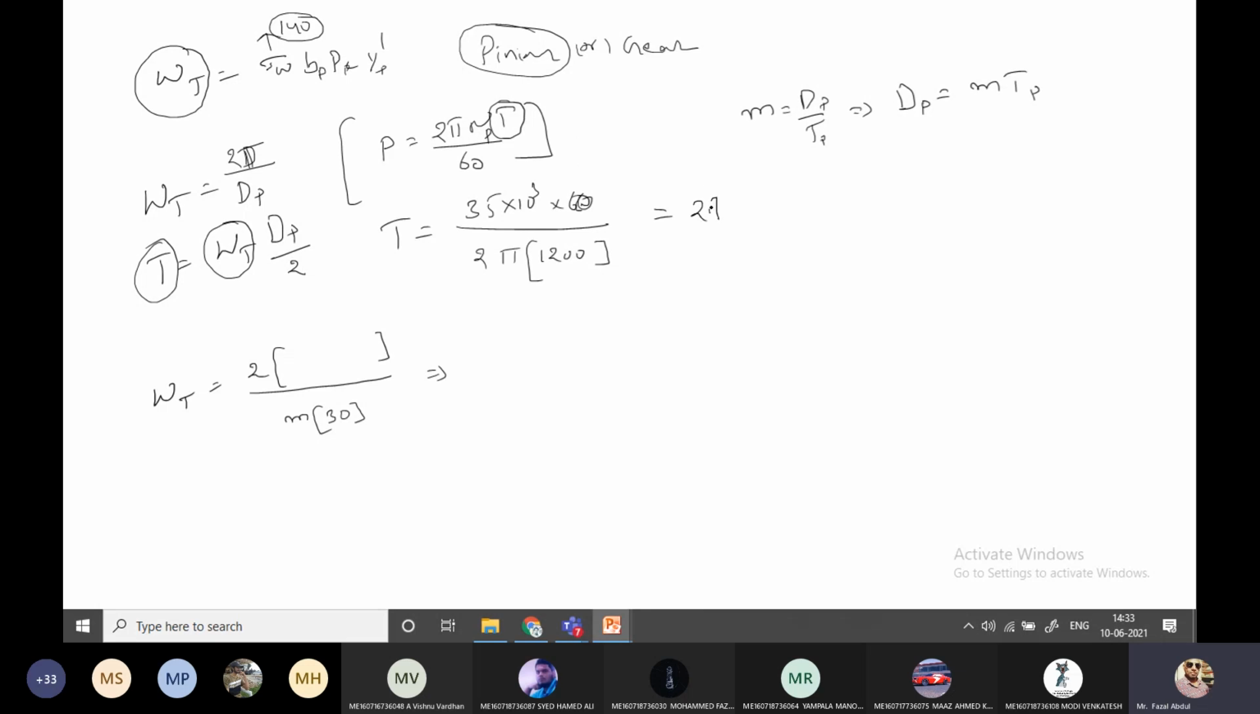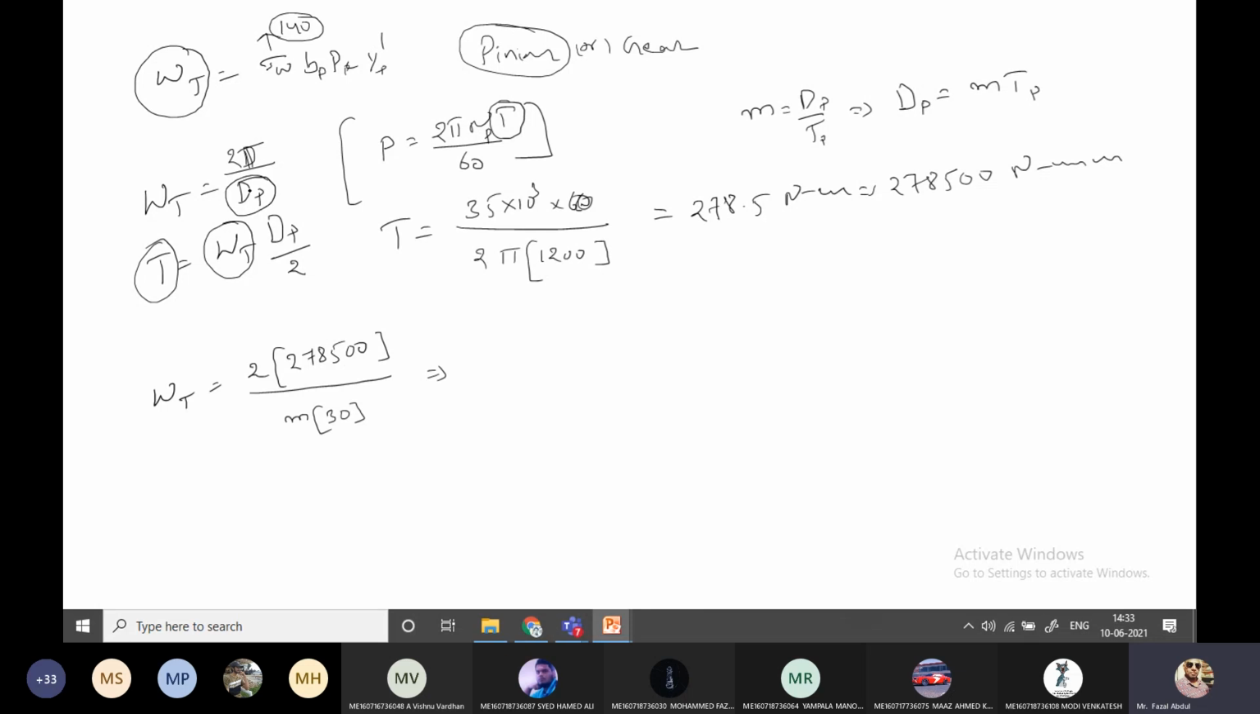So, 278.5 Newton meter. Convert this to Newton mm: 278.5 with three zeros, that is 278,500 Newton mm. Okay. Now substitute here. What is from this relation?